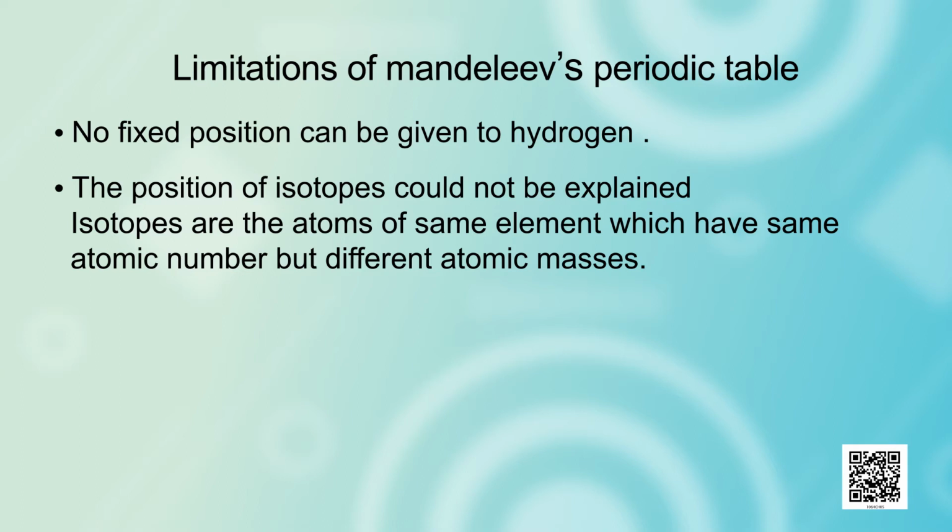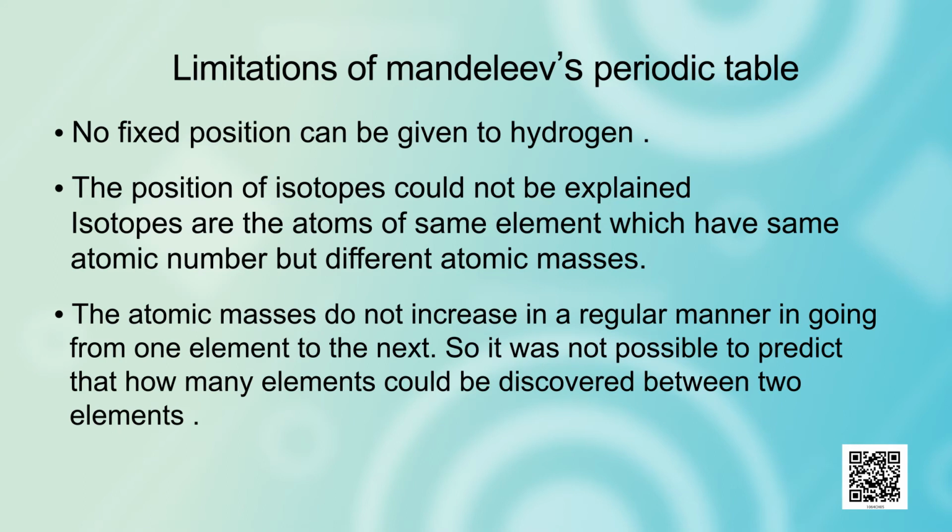Third limitation of this table was that the atomic masses do not increase in a regular manner in going from one element to the next. So, it was not possible to predict how many elements could be discovered between two elements.